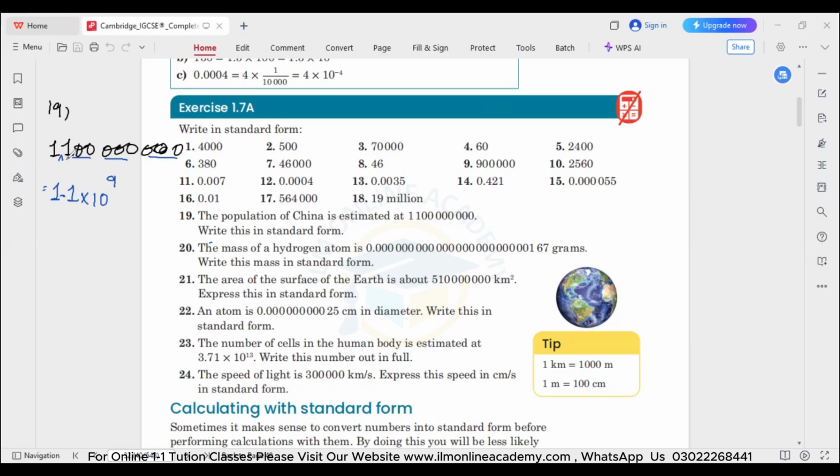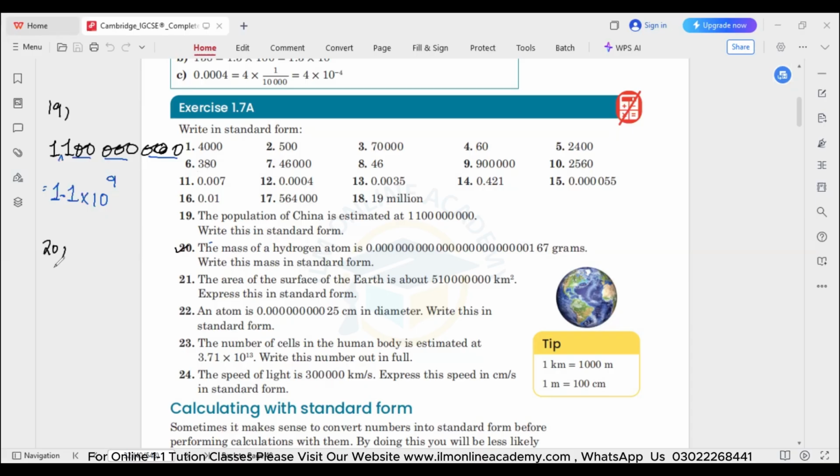So in this way, reading this number instead of this will be easier, since you can see how many zeros are after this 1. So this can be represented in standard form quickly. Next, part number 20, they're saying the mass of a hydrogen atom is this. Now you can check how difficult it is to read this number. It's a very small number, and it has been given in grams. So we need to represent this mass in standard form.